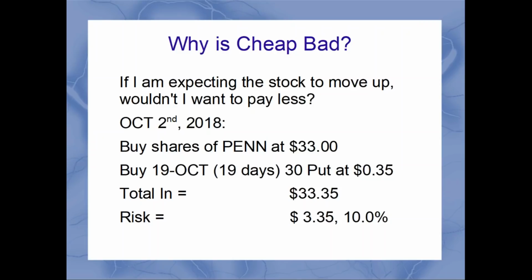So the other day on Tuesday, October 2nd, I could have bought shares of Penn International Gaming at $33. I could have bought the October 19th expiration, 19 days out, cheap 30 strike put for 35 cents. So my total invested per share is $33.35. But the risk doesn't kick in until the stock hits 30. It's got to drop 3 points before that insurance starts helping the position and I start getting something back. If it does drop below 30 and I take the maximum risk, it's at 3.35 or 10%.